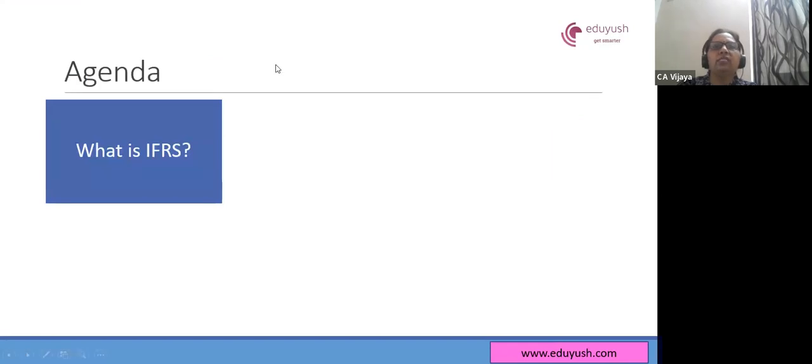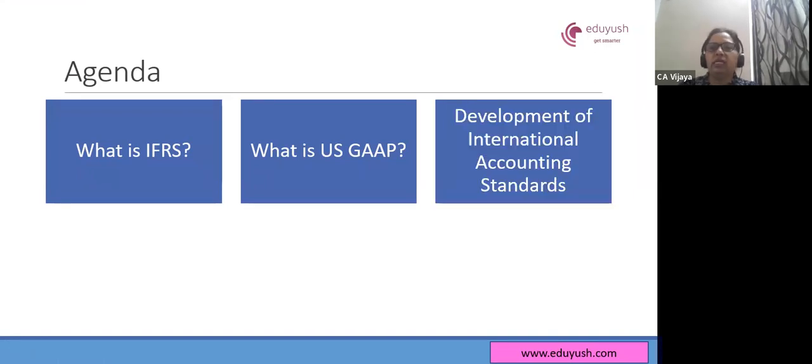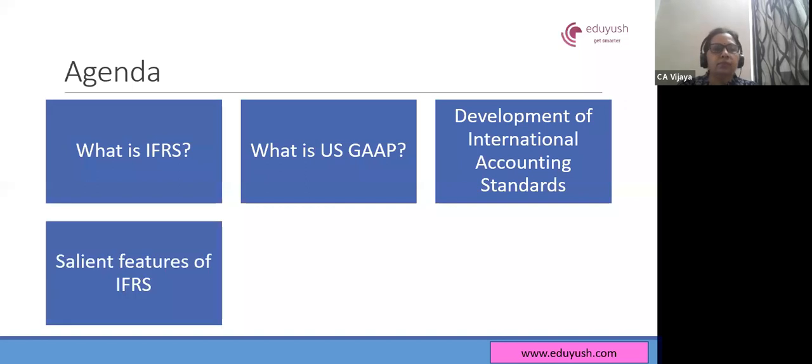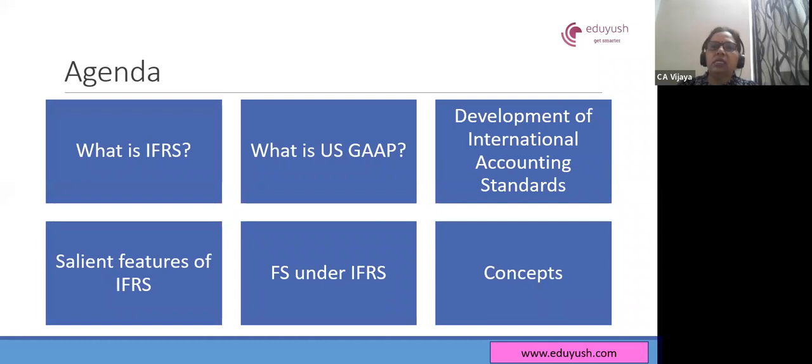So today we are going to understand very briefly what is IFRS. Then we also look at another reporting standard, USGAAP. Just a very brief understanding. Then how did IFRS develop? What are the bodies involved and how did this accounting standard develop? Then what are the salient features of IFRS? Then we look at the presentation of financial statements under IFRS and certain concepts, measurement principles, and so on that relate to IFRS.